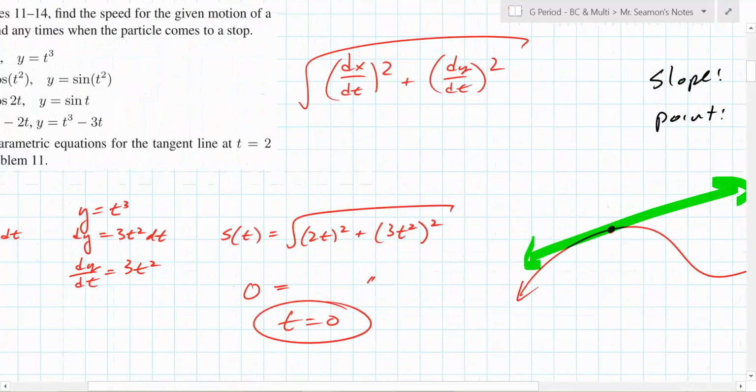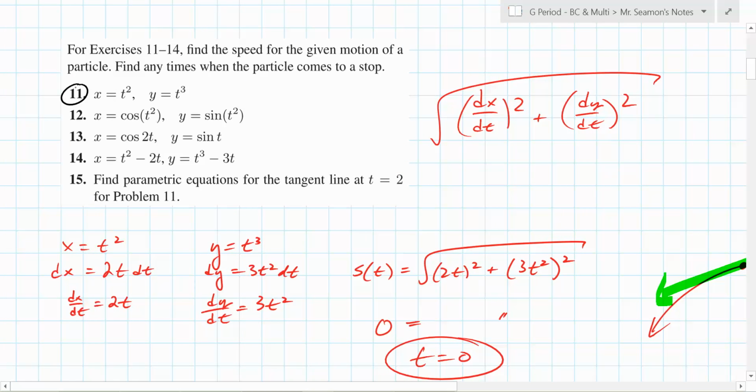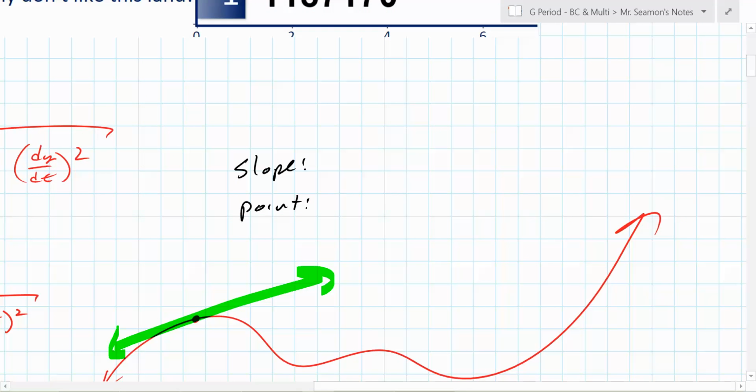Okay, so let's look at 11 right here. Time equals what? 2. Can you tell me where the particle is at time equals 2? What is it at? 4, 8. Okay, so do we have the point? Yay, we have the point. We're halfway there. All we did was plug in the time into the parametric equation. How many different ways can you state what slope is? I'll give you one of them.